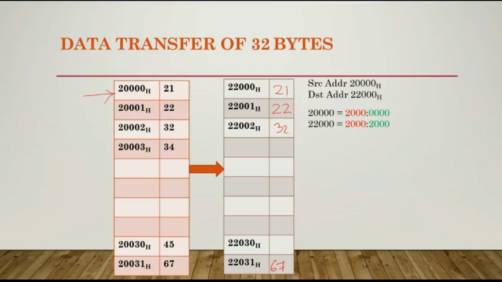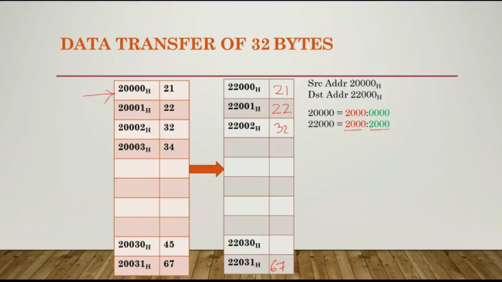Before I start the program, I have to break these addresses, my source and destination addresses, and decide how I am going to represent them in my program. In this case, my source address is 20000 and my destination address is 22000. Now 20000, I am going to break into two parts: the base address will be 2000 and the offset will be 0000. For the destination, the base address will be 2000 and the offset will be 2000. Adding these gives the physical address 22000.